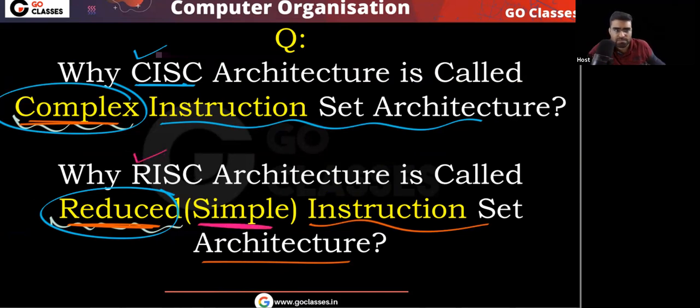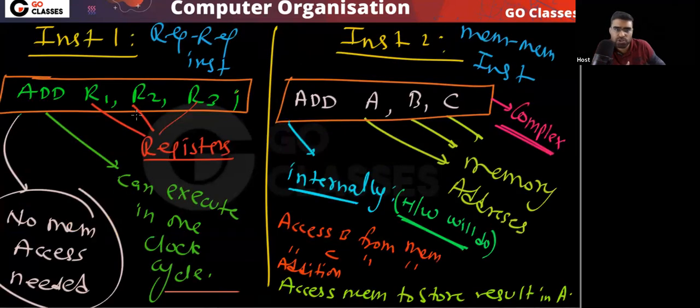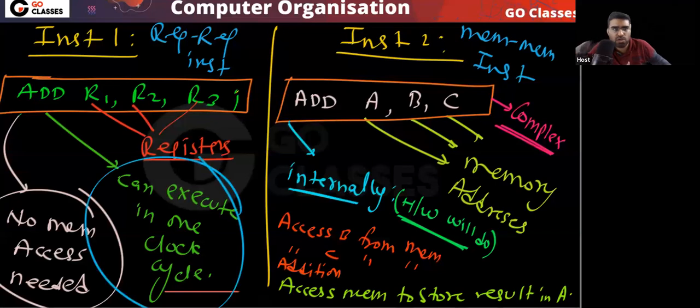Reduced means simple. Okay, so simple instruction set computer. Is this clear? Why these words are coming? Complex instruction, simple instruction, are these points clear? Because you can see, if you have a register instruction, this type of instruction, then you can execute it in only one clock cycle.